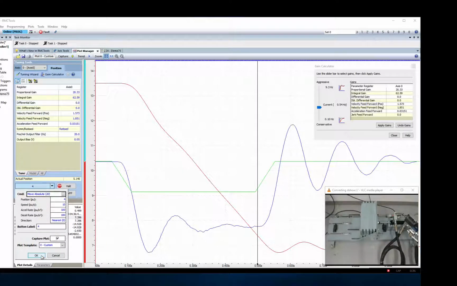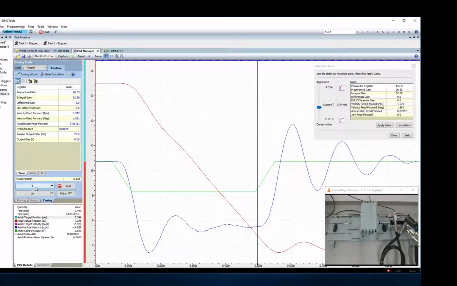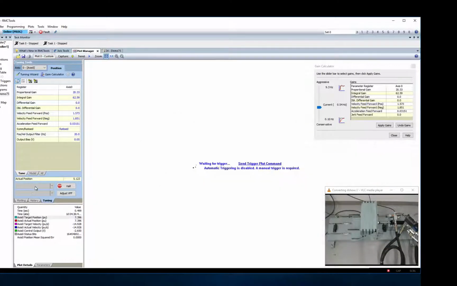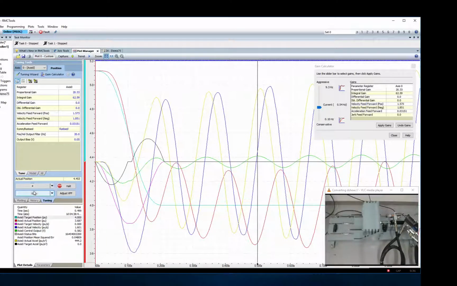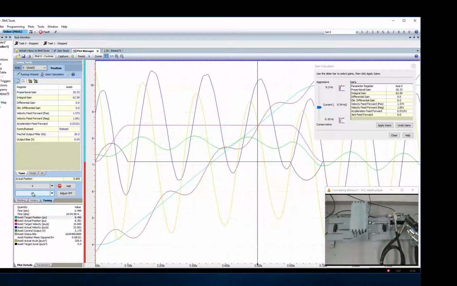So hit OK. And I'm going to move it to 4 inches. Okay, that's going to be a short move. Oh, you can see that's not very good. Oh, it's oscillating. Oh, that didn't work well at all.